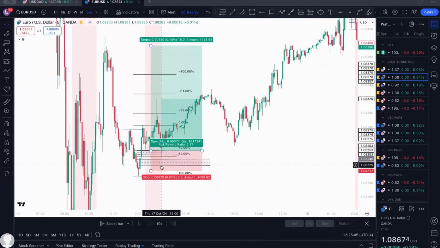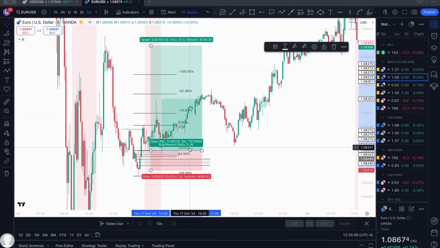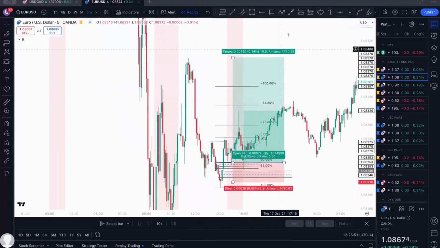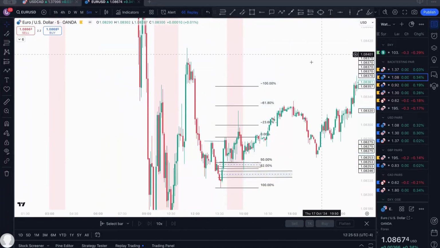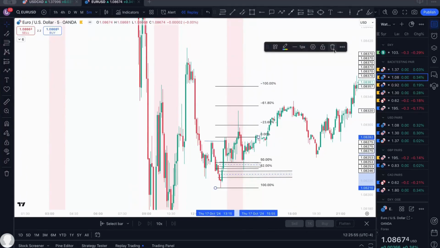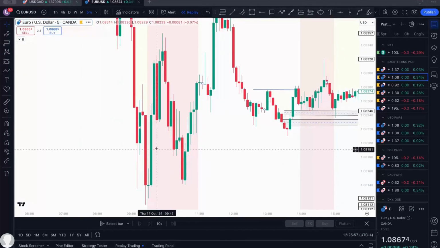You can put your stop loss below this fair value gap or a bit closer above, and you can get a 1 to 5 risk to reward. Okay, this is the simplest way we can trade our silver bullet strategy using this time frame.